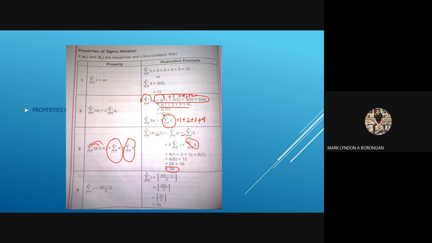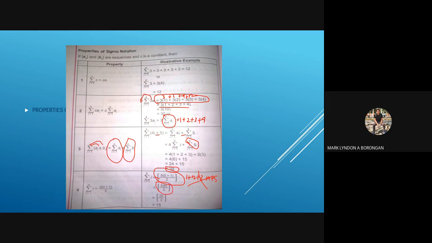Number 4 is a bit more complex. The sigma property number 4: if you have the summation of i equals, there is a formula, if you are given just i, it equals n times n plus 1 divided by 2. For example, if you have i from 1 up to 5, you can simply use this formula. You no longer need to write 1 plus 2 plus 3 plus 4 plus 5. All you have to do is substitute the value using this formula.